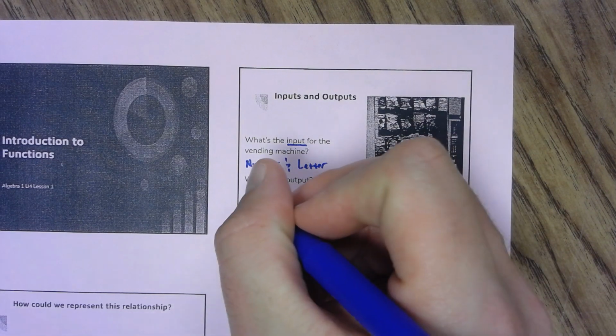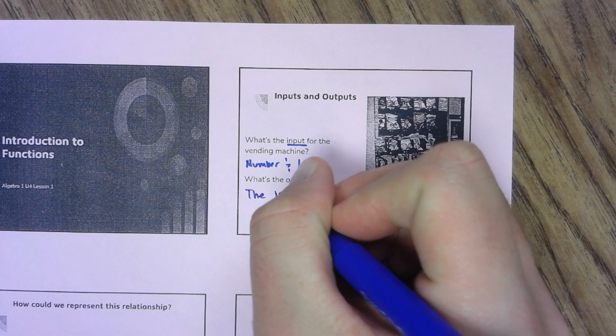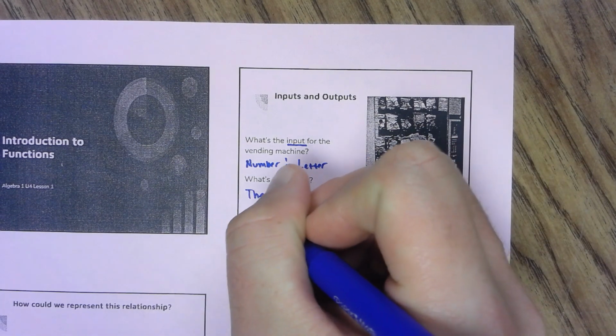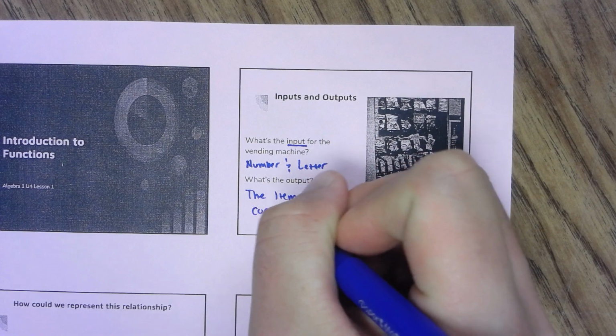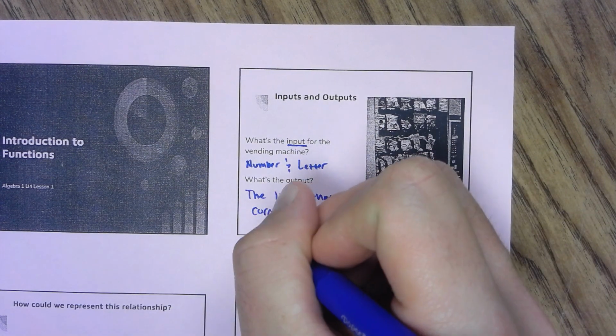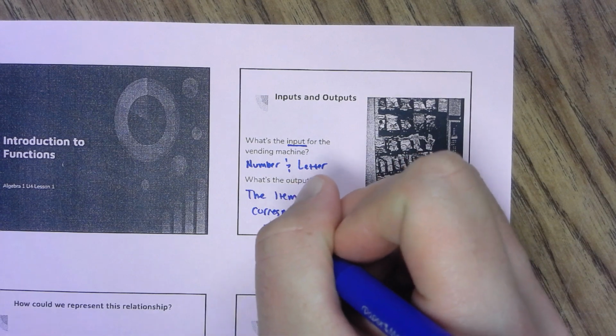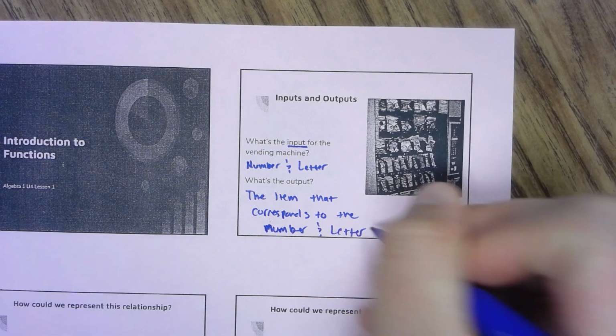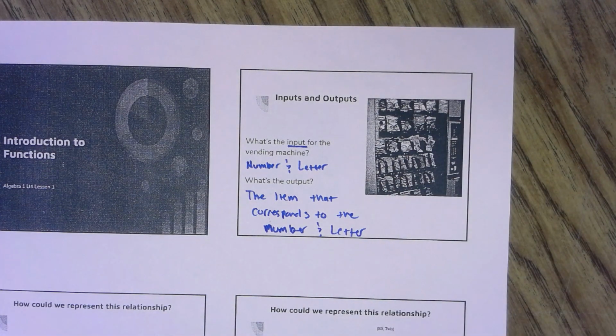So what's the output? The item that corresponds to the number and letter. When the vending machine is working correctly, when I press A1, I know for sure I'm going to get that Reese's. And that's a good thing.